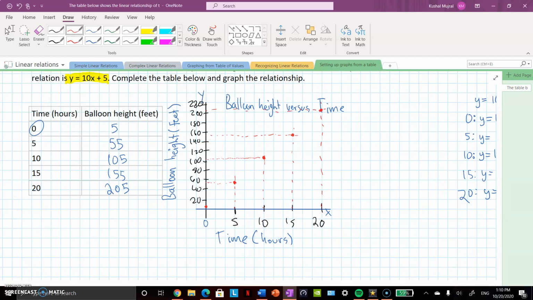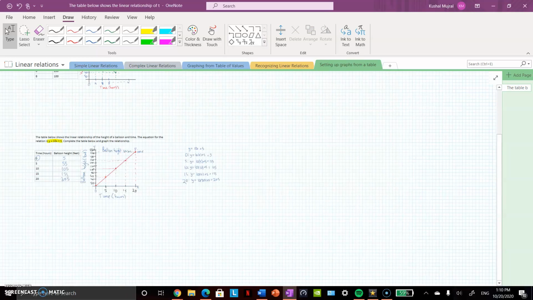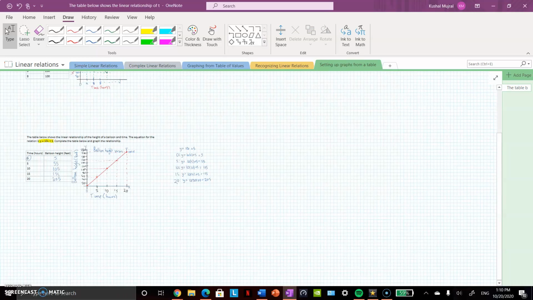Then we can draw a line, go like that. Actually, I'm going to do a straight line. Going to use this one. Okay, and that's our line for our question here. And that's setting up graphs from a table.